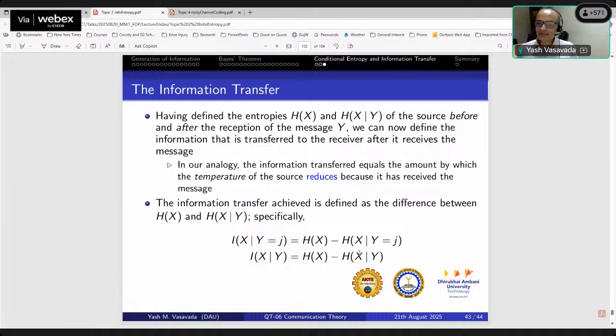In most cases like the one I'm describing, the entropy of X given Y becomes 0. And then the full amount of information, equal to the entropy of X, gets transferred to the receiver.